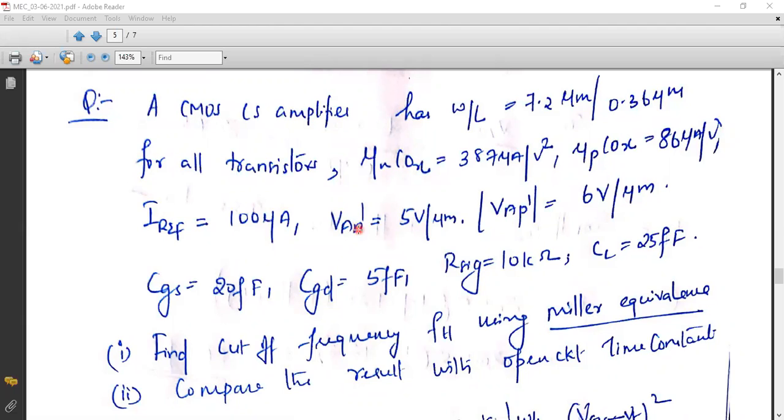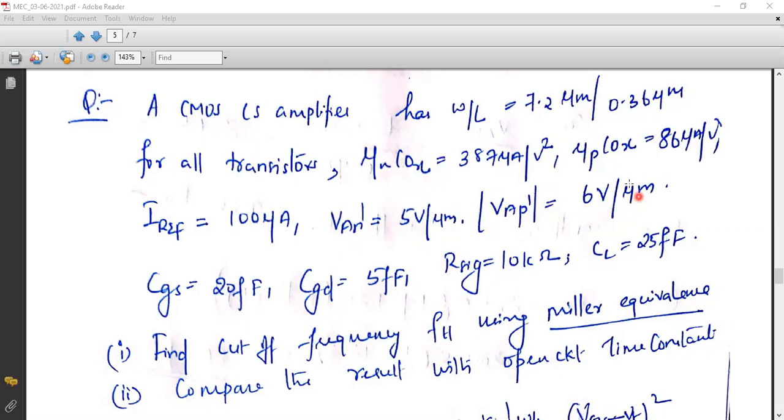VAN dash, this is the early voltage for N MOSFET. But the thing is, it is given for per unit length. So this is not the total voltage. It is a voltage available per unit length of the channel. What is VAN dash? VAN dash is the early voltage per unit length. Length is 0.36 micrometer. This is for 1 micrometer actually. For 1 micrometer, the voltage is 5 volt. So if you want to find the actual voltage, then you need to multiply with 0.36 micrometer so that you will get VA dash. Similarly, this is for P MOSFET.